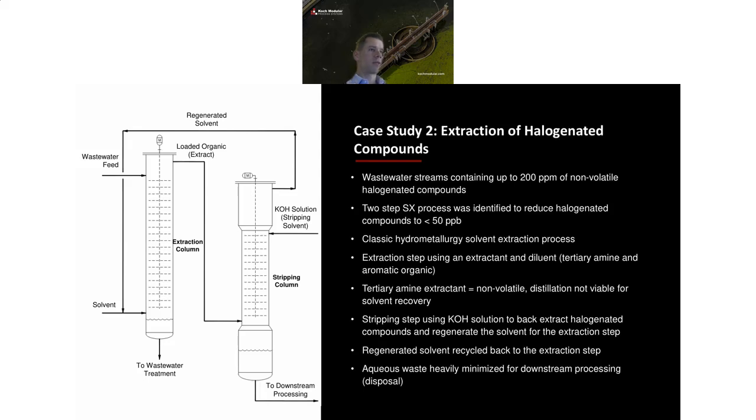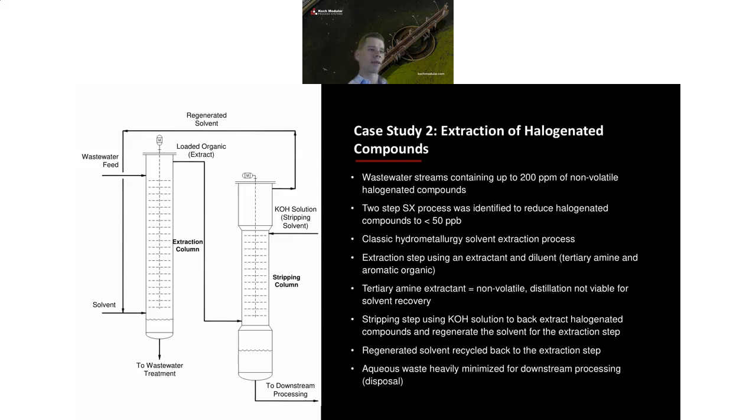Second case study I'm going to talk about today was where we were looking to extract a halogenated compound or a series of halogenated compounds from a wastewater stream. So we had a wastewater stream that contained 200 parts per million of non-volatile halogenated compounds. And a 2-step solvent extraction process was identified to reduce the halogenated compounds, leaving that first extraction column down to less than 50 parts per billion.